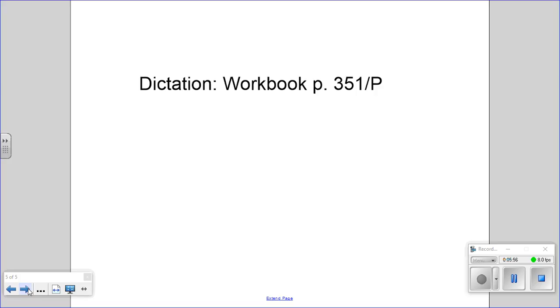Finish the rest of the workbook pages and then you are done with lesson 351.